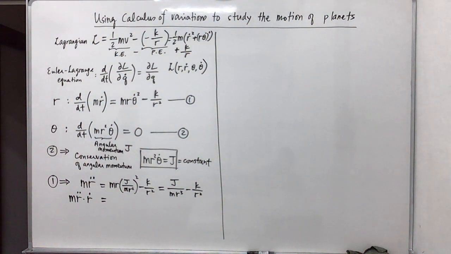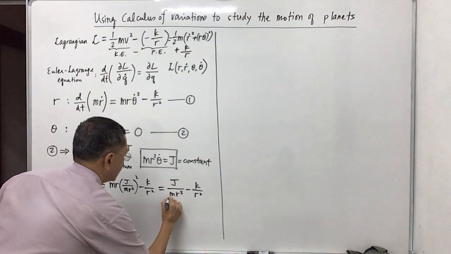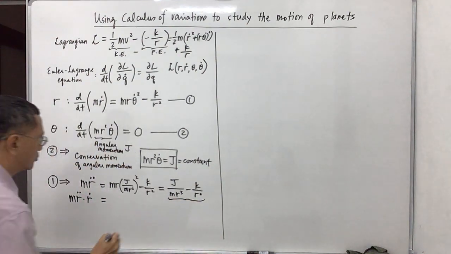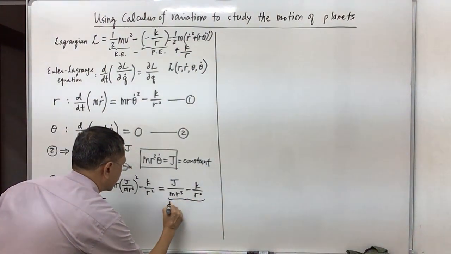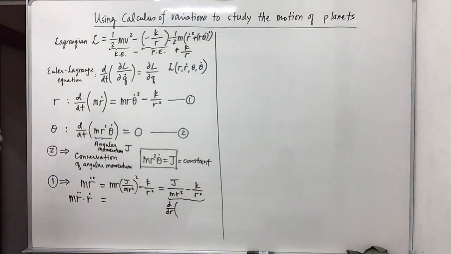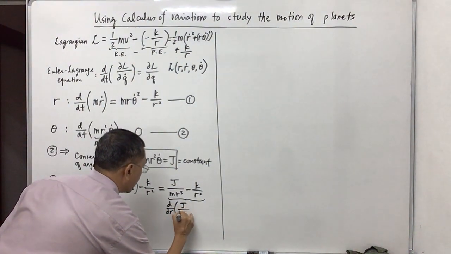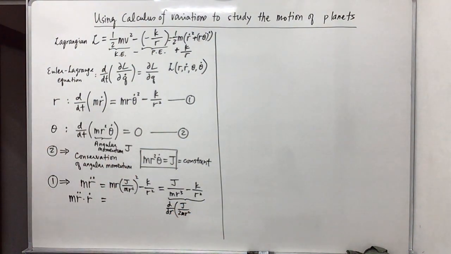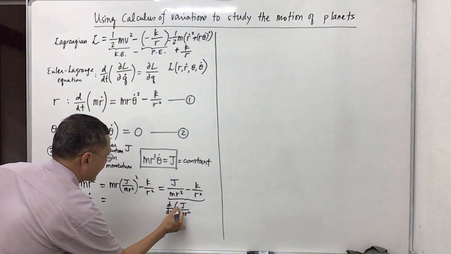Now, first, observe that this is actually the derivative of an expression with respect to r. Let's call it d of dr. Can you see what it is? You see, if I put j over 2 m r squared, that really tests your ability to do differentiation. You check. When you differentiate j over 2 m r squared with respect to r, do you get j over m r cubed? Okay, nearly. You need a minus sign here.